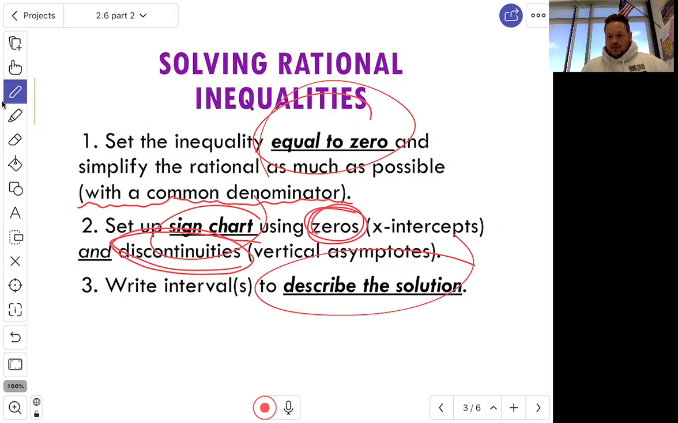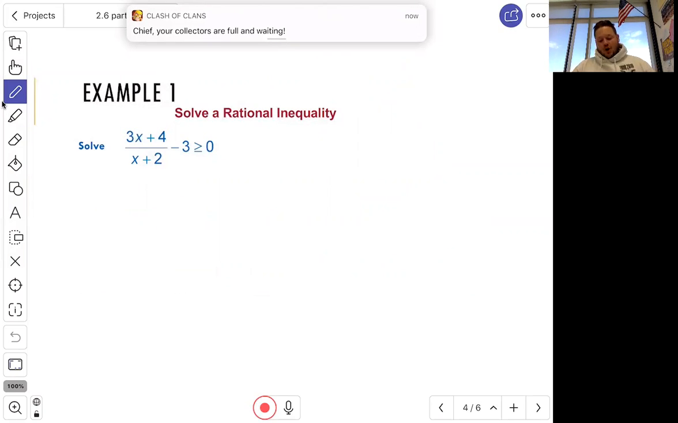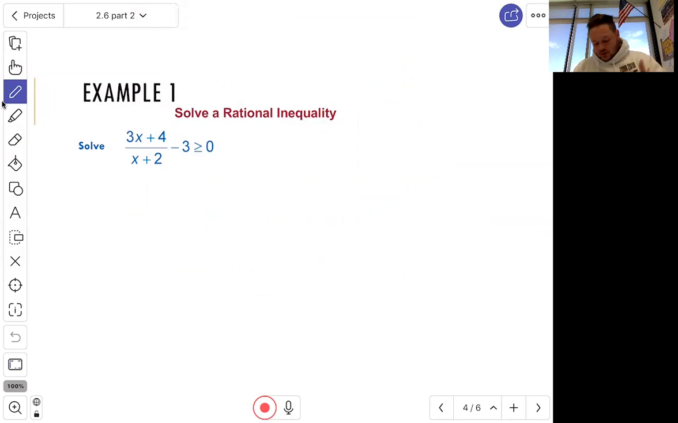So we got a couple examples here. We're just going to rock through these real quick. Here we go. So the first example here, if you notice, my inequality is already greater than or equal to 0, so we can skip step 1, which is set it equal to 0. What I need to do is simplify this rational expression.